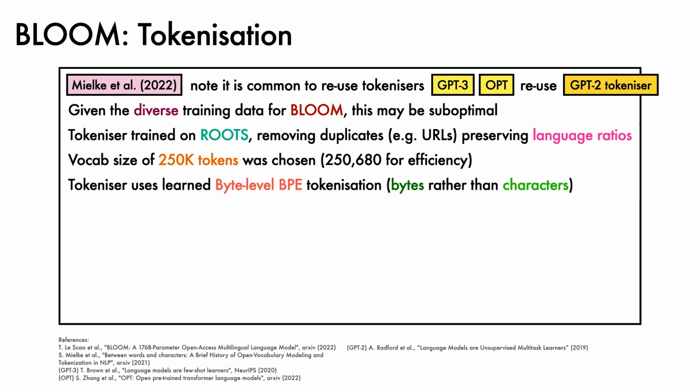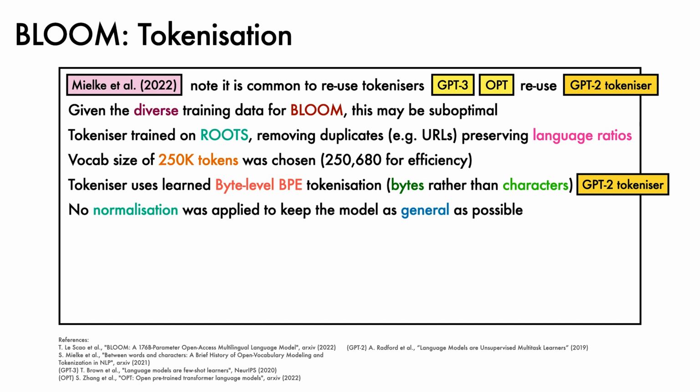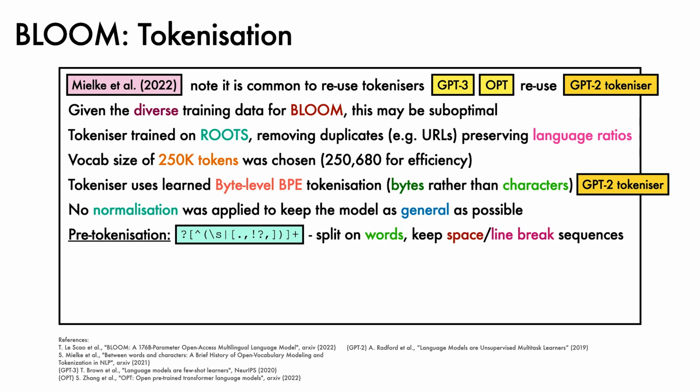The tokenizer uses learned byte-level byte pair encoding, which works at the level of bytes rather than characters, in the style of the GPT-2 tokenizer. No normalization was applied to keep the model as general as possible. The pre-tokenization, for those who get their thrills from reading regex, was this, or equivalently, splitting on words, but keeping space and line break sequences that are important for coding languages.